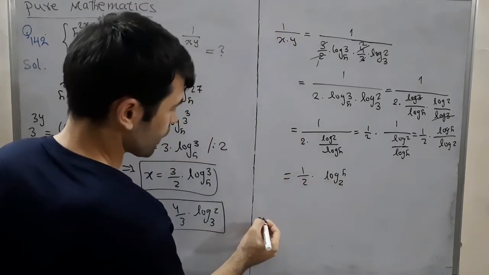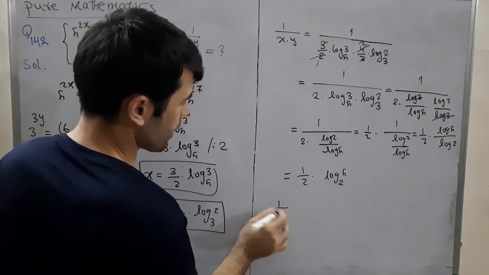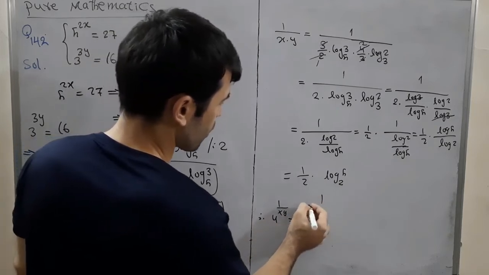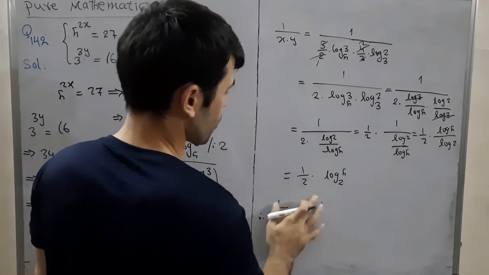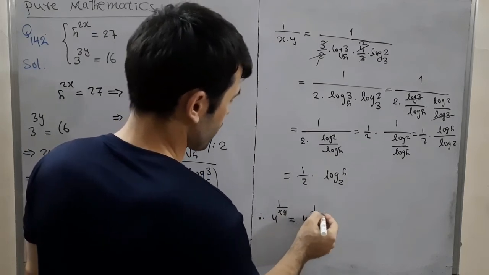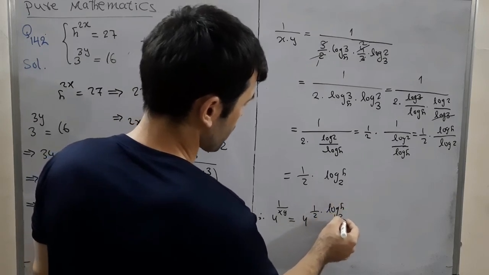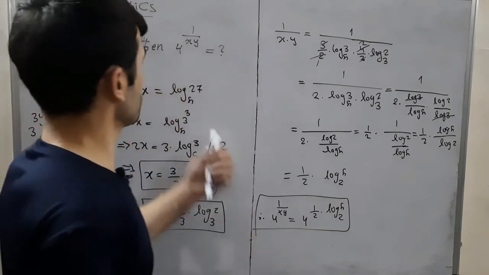Therefore 4 to the power 1 over xy is equal to 4 to the power 1 over 2 into log of 5 with the base 2. It is the solution of this question.